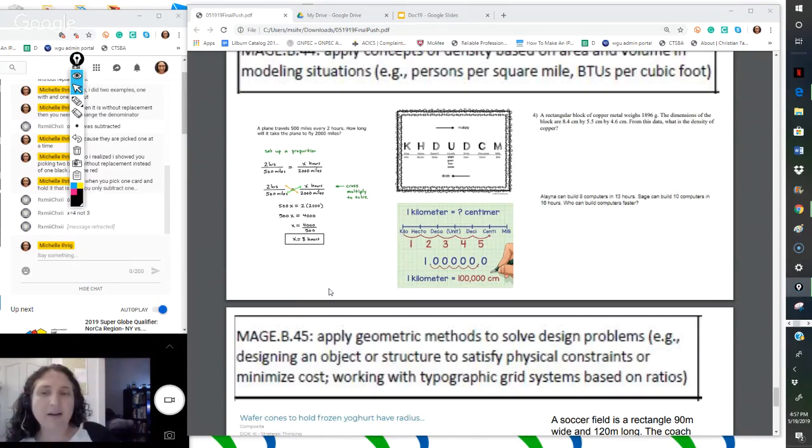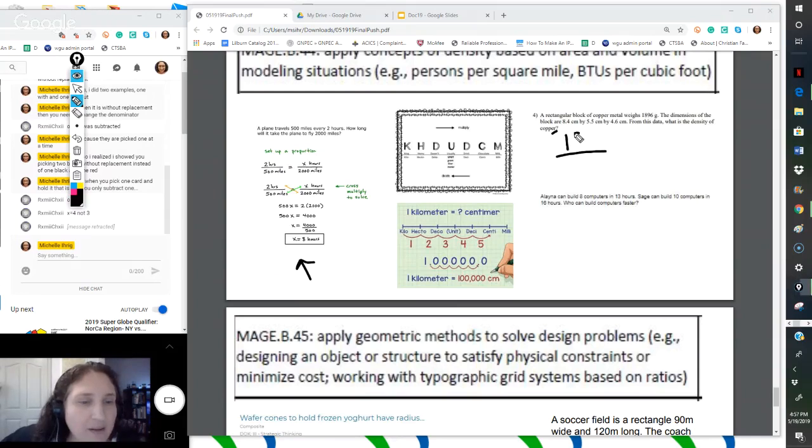So here we've got a plane, and then you would sometimes cross multiply depending, which is what this is. So we've got a rectangular block of copper metal that weighs, you can measure that, 1896. Here it tells the dimensions and it wants to know the density. Hey Google, what's 8.4 times 5.5 times 4.6? The answer is 212.52.